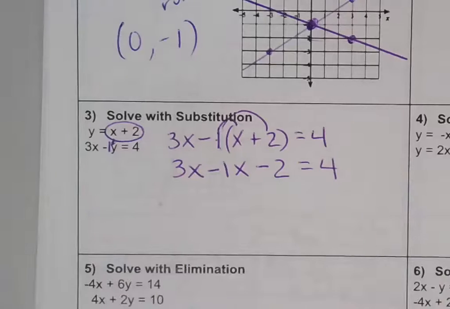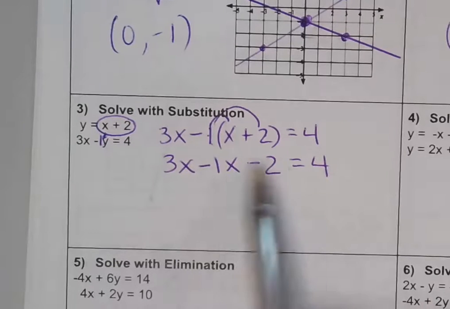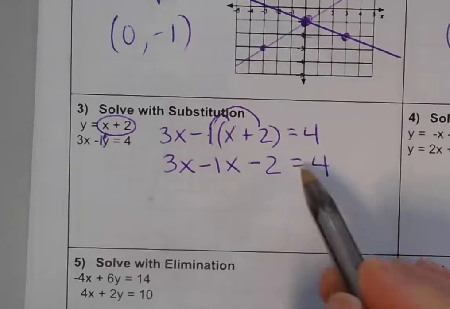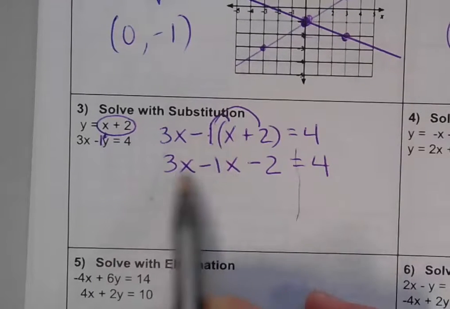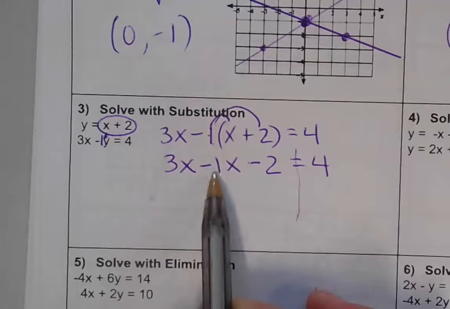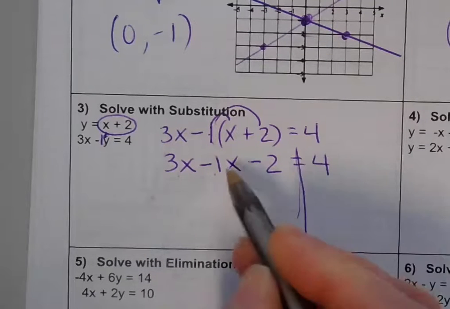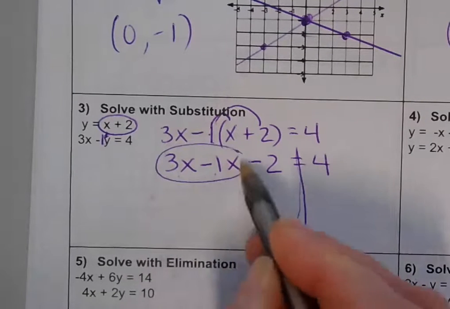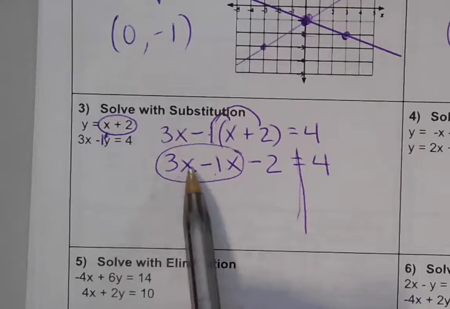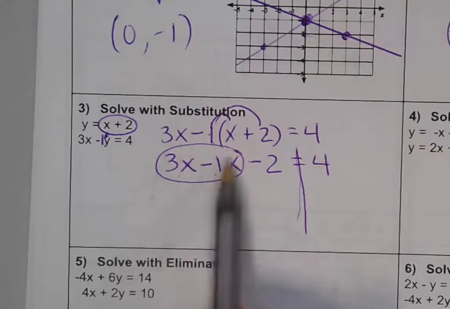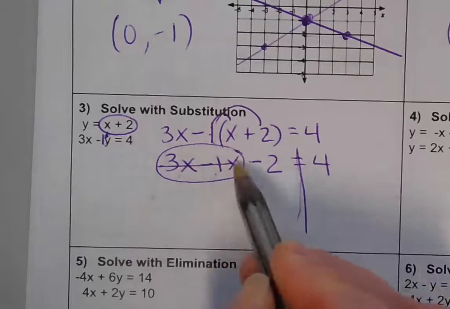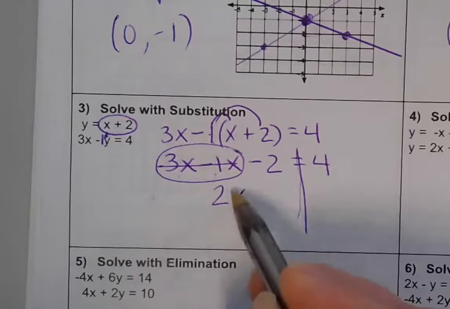Now you guys are doing really good at combining your variables, but what I've noticed is that you're so used to doing a plus x, but these are on the same side. When they're on the same side, you don't have to do that. You just combine them. It's a 3x minus a 1x. They're already on the same side. So we're just simplifying that, and that is a 2x minus 2 equals 4.